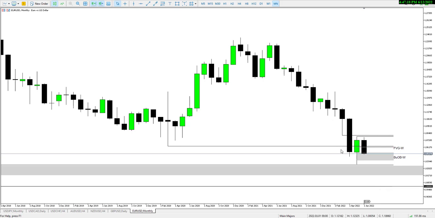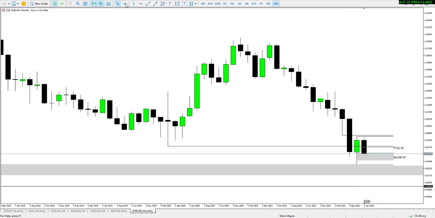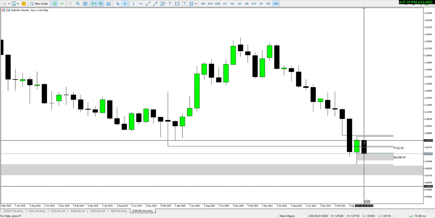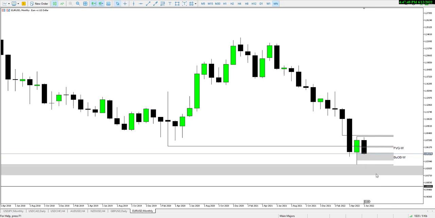So this expansion that we saw in the month of April, I expect Euro USD to mirror again that expansion. We had an expansion here in the month of April of about 526 pips, and currently we have moved 200, so we still have 300 pips to go. So you're looking about right to the filling up of the imbalance, which is quite attainable. So shorting opportunities are ideal on Euro USD.